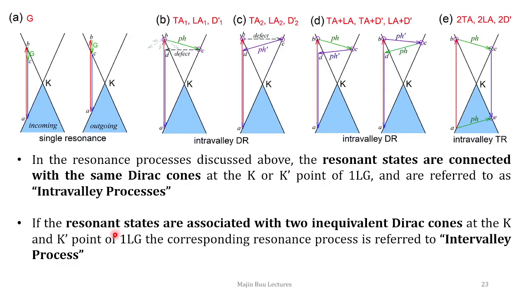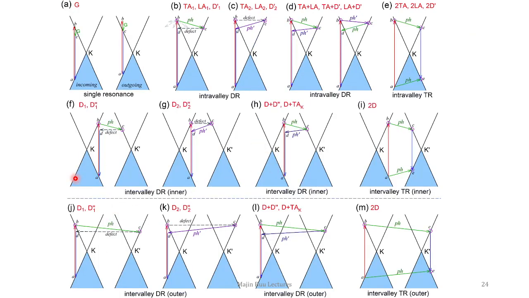Whatever we had discussed till now can be seen within the same Dirac cone, and the processes are called intra-valley processes. On the other hand, say if the resonant states are associated with two inequivalent Dirac cones. Now, when I say Dirac cone structures, these are the band gap structures of one-layer graphene. You have the corresponding resonance process referred to as inter-valley process, which is shown in the next slide, as can be seen here.